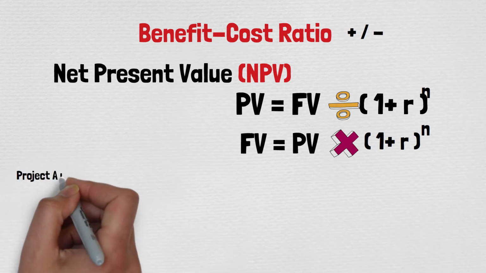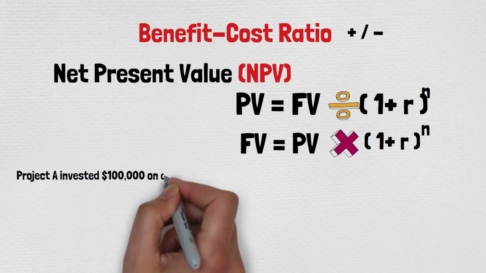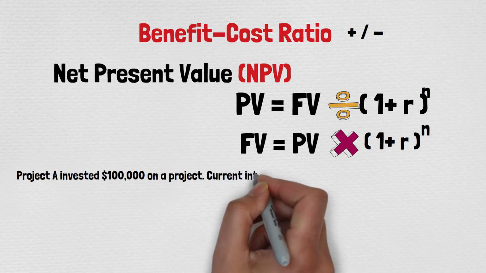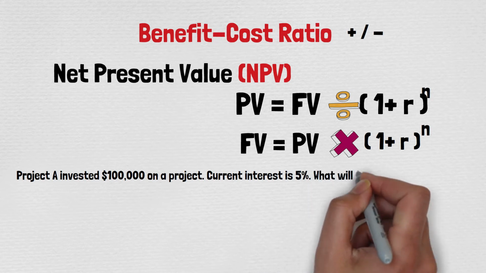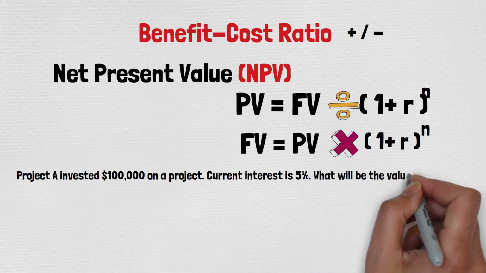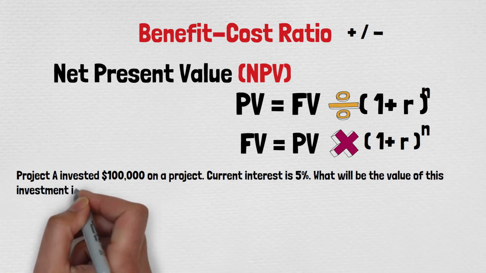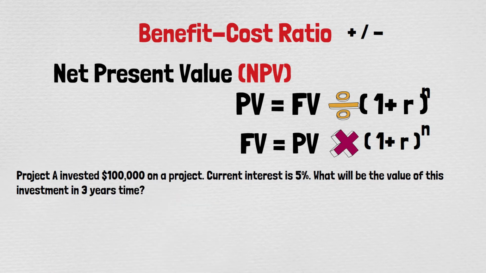Let's look at a simple example, guys. This is the simplest form of example. You might come up with a question at the exam with a story on top of this, but this is a summary of the whole question. They will give out all the figures. What you have to do is apply one of the equations using these figures given and do the math, guys. So project A invested 100,000 on a project. Current interest rate is 5%. What will be the value of the investment in 3 years time? So do the math, pause the video and try to solve it using one of the equations on top.